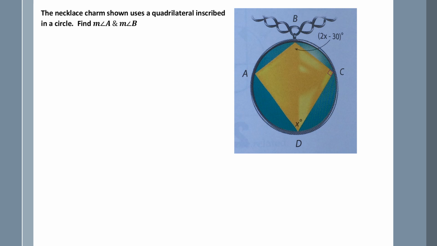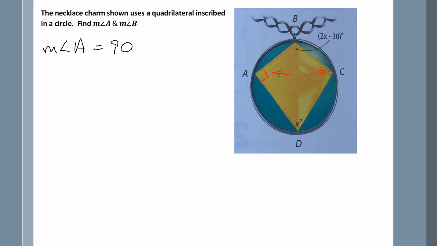Okay, so we see this Nicholas charm here, and we want to find the measure of angle A and angle B. Well, angle A is pretty easy because these two angles must be supplementary, and since this one is 90, this one also must be 90. So the measure of angle A is 90.